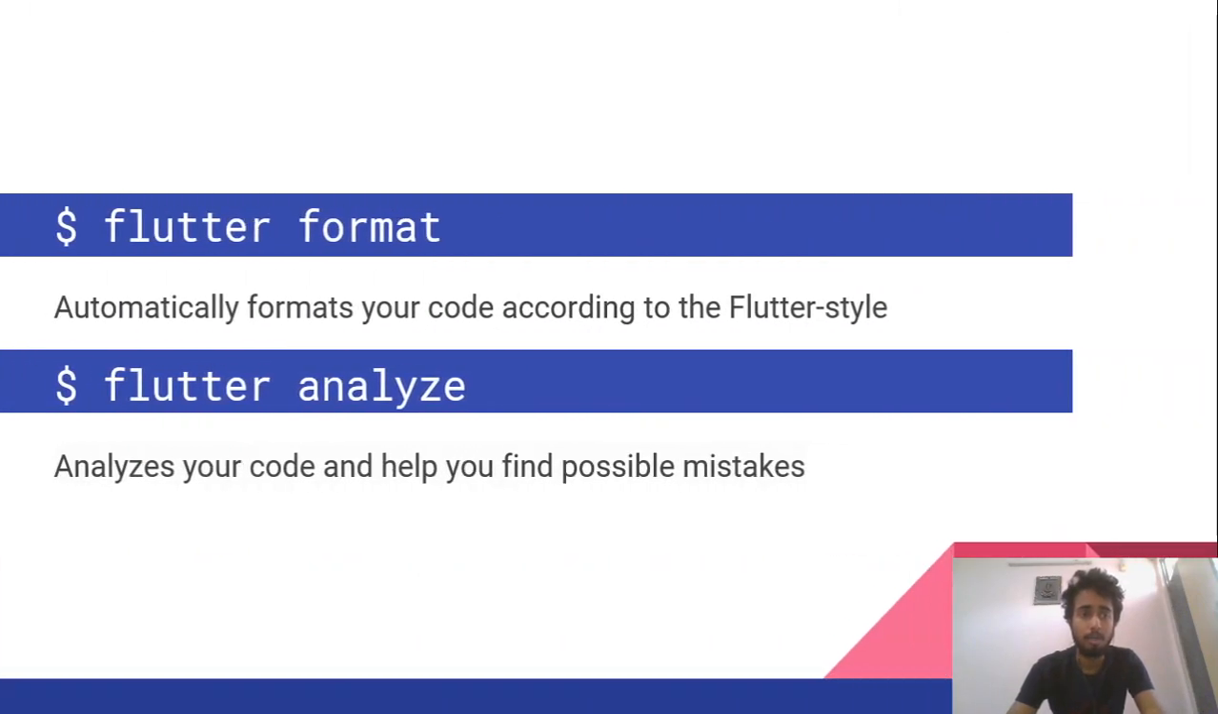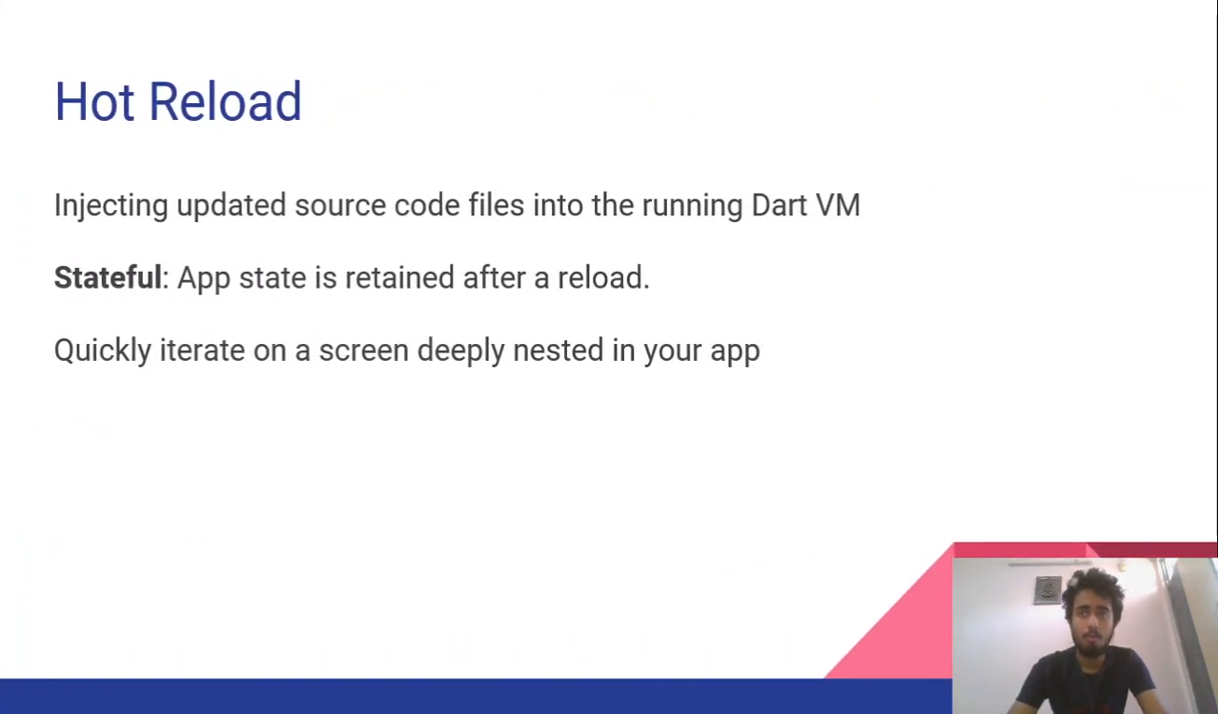Another one is Flutter Format. It automatically formats the code according to the Flutter style. And the last one is Flutter Analyze. It analyzes your code and helps you to find possible mistakes. One of the most important features is hot reload. The beauty of hot reload is that even after fixing an error, state is still maintained, allowing you to quickly iterate.